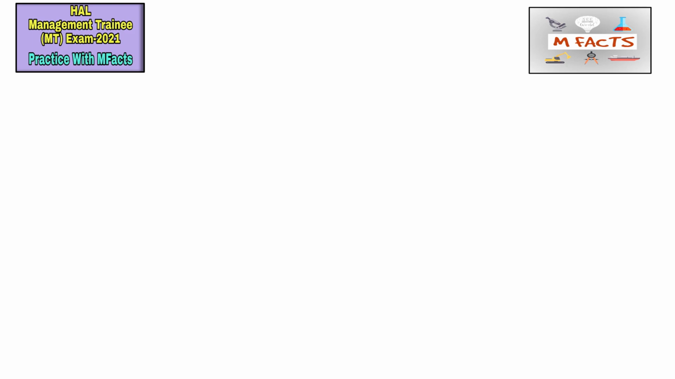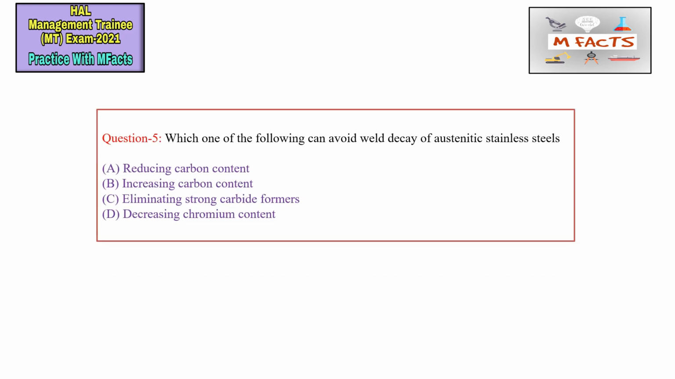The next question is: which one of the following can avoid weld decay of austenitic stainless steel? Weld decay is a problem for austenitic stainless steel, also known as intergranular corrosion. The options given are: A, reducing carbon content; B, increasing carbon content; C, eliminating strong carbide formers; D, decreasing chromium content.